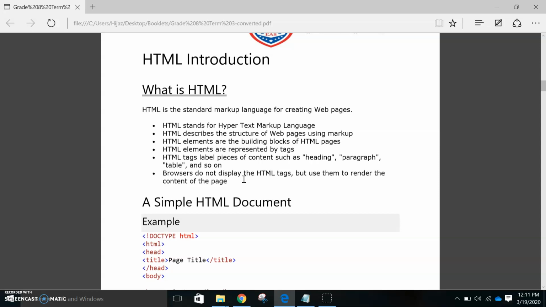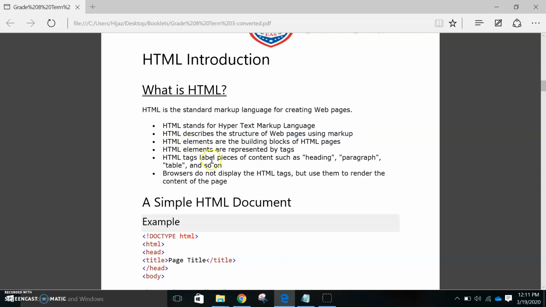What is HTML? HTML is the standard markup language for creating web pages. You could simply say HTML is a computer language used to make websites. Like I told you before, HTML stands for Hypertext Markup Language. Hyper for H, T for text, M for markup, L for language. And then second, HTML describes the structure of web pages using markup. What this means is you have a method for how you create a website. This method is given by HTML.